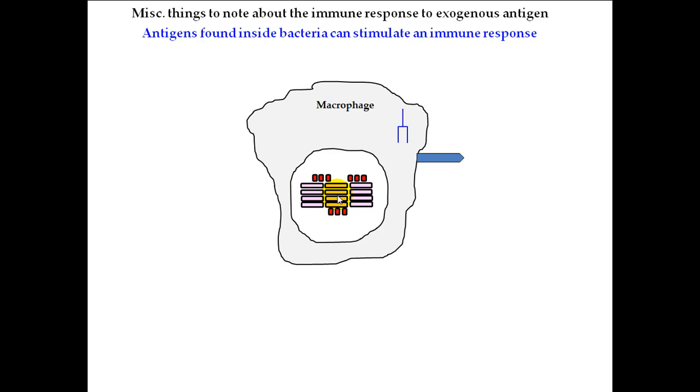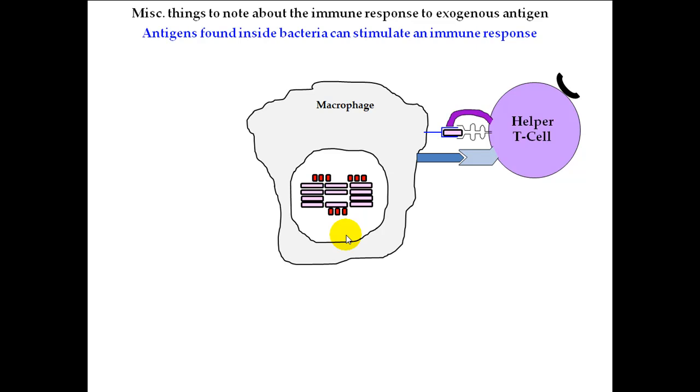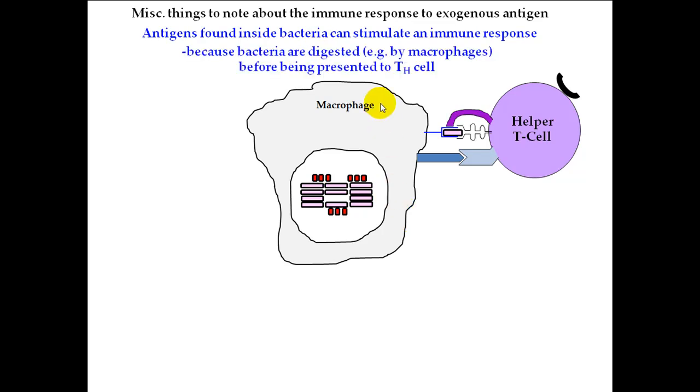Once those things that were inside the bacterial cell are freed, they're now able to be loaded onto an MHC2 molecule, for example, and be presented to the outside, where they could end up activating something like a helper T cell. So when we say that antigens found deep inside bacteria can also stimulate an immune response, the reason is that bacteria digested by cells like macrophages have the molecules that were once locked inside freed. That allows those pieces to be presented to a helper T cell, which then responds to it.